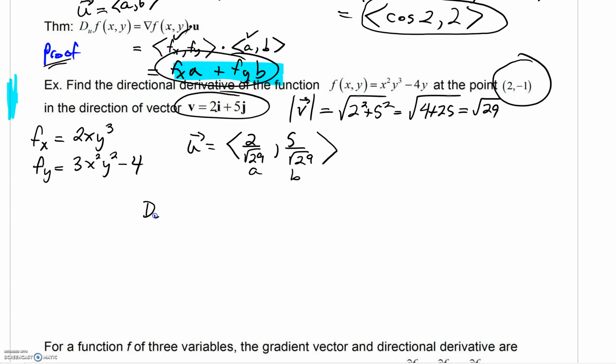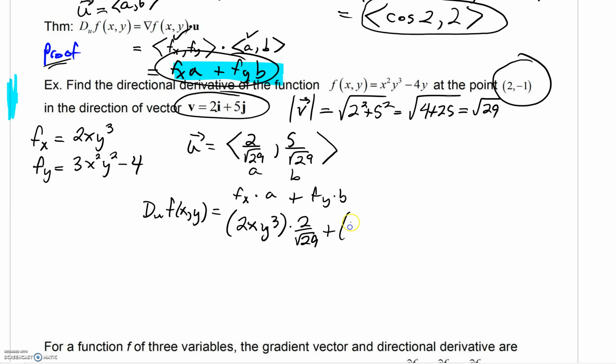You technically don't have to rewrite this as a dot product. I mean, you certainly can, but we could say f sub x times a, and then we'll say f sub y times b. Well, that f sub x is 2xy cubed, times 2 radical 29, plus, and then we'll have 3x squared y squared minus 4 times 5, all over radical 29.